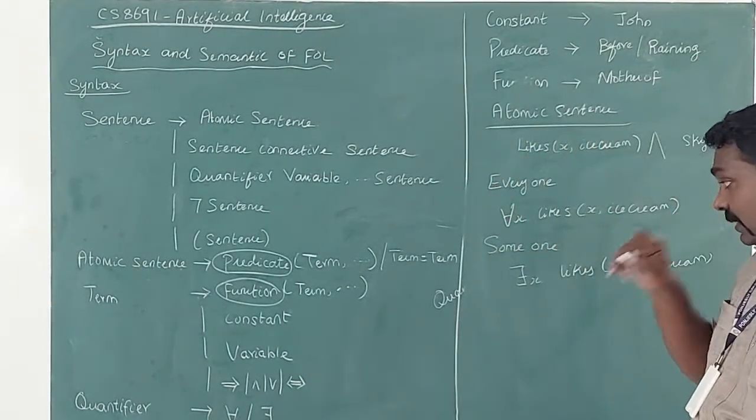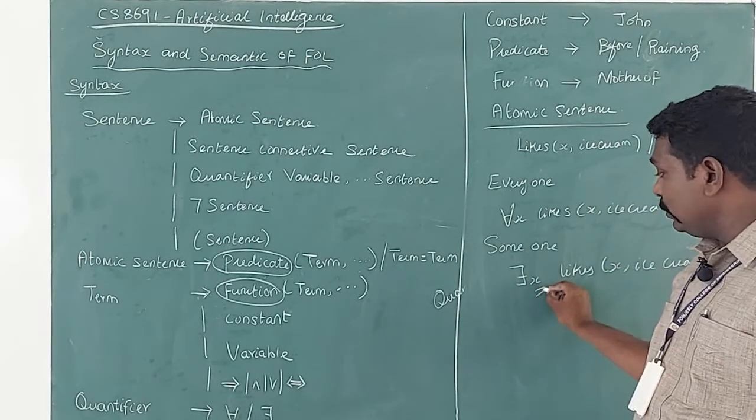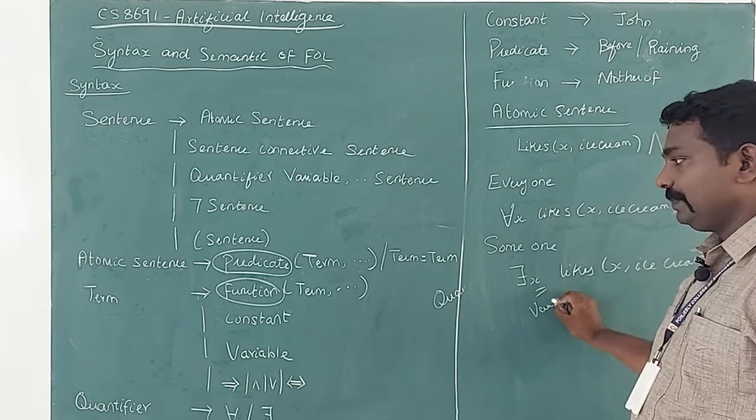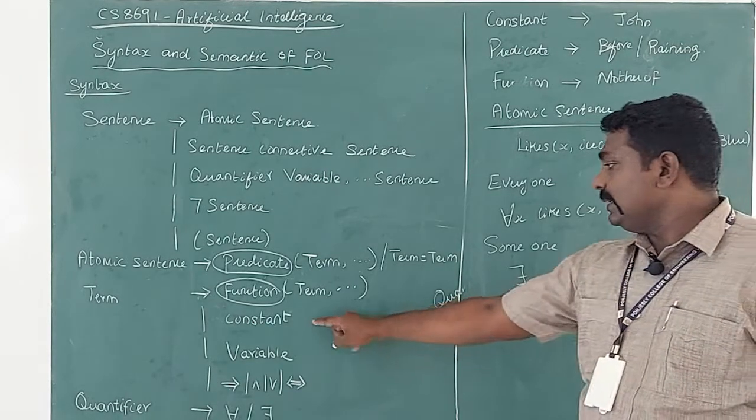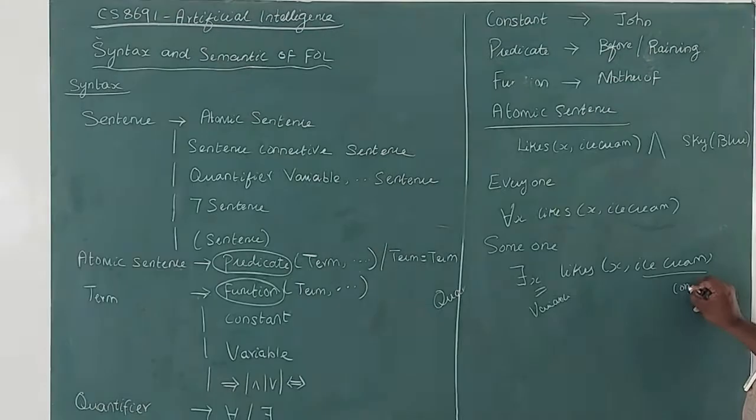So what are the variables here? In this statement, what are the variables? This x is said to be the variable. What is the constant here? This ice cream you can say is a constant.